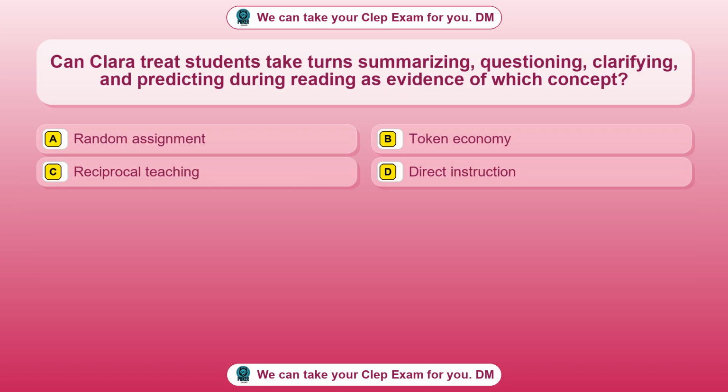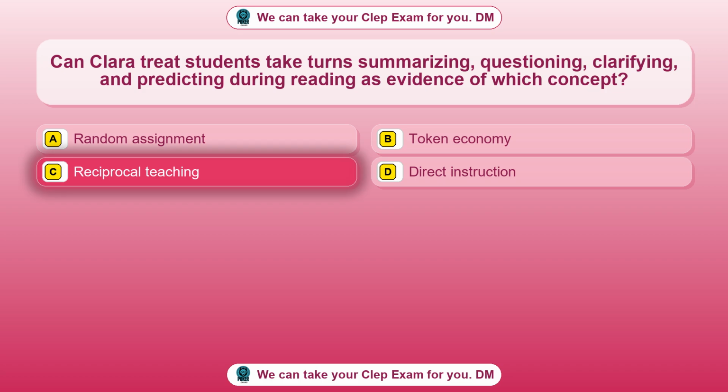Question 79. Can Clara treat students take turns summarizing, questioning, clarifying, and predicting during reading as evidence of which concept? Option A, random assignment. Option B, token economy. Option C, reciprocal teaching. Option D, direct instruction. The correct answer is option C, reciprocal teaching.